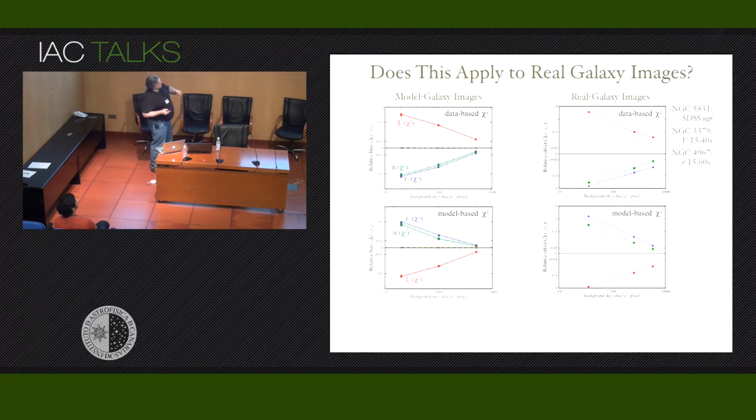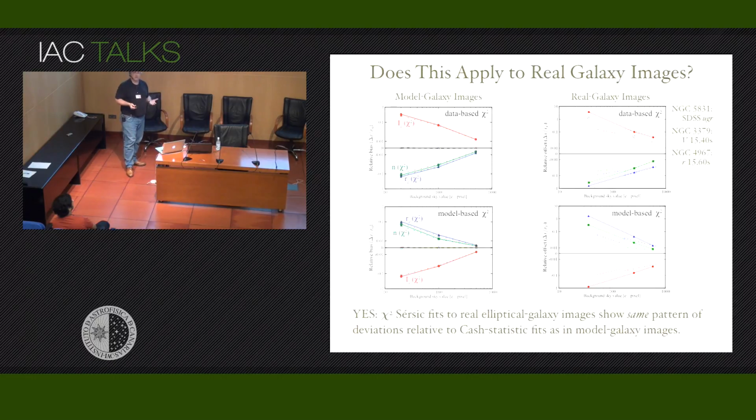And it looks like this. The main thing to realize is that the pattern of the biases of the chi-squared fits relative to the Cash statistic fits is exactly the same. The absolute levels are not. But the fact that n and r_e are biased low when you're using data-based chi-squared, and they're biased high when you're using model-based chi-squared. And in fact, the bias is about half in the model-based case as it is in the data-based case, which is exactly what we saw for the artificial galaxy images. So there is some evidence that chi-squared fits to elliptical galaxies using a single Core-Sersic component will give you the same pattern of deviations.